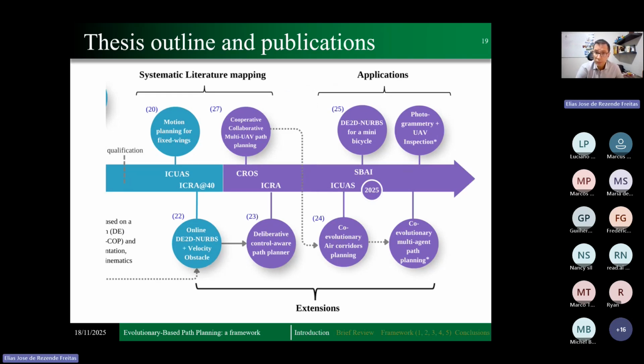After the qualification, 8 studies were developed, 6 already published and 2 currently under submission. 2 of them are systematic literature mappings, while others extend the method to online planning and to a coevolutionary approach for corridors and multi-agent planning. Additionally, 2 applications were conducted, one for a mini autonomous bicycle, not included in this thesis because it was only a direct application of the base method, and another for integrating photogrammetry into UAV inspection.